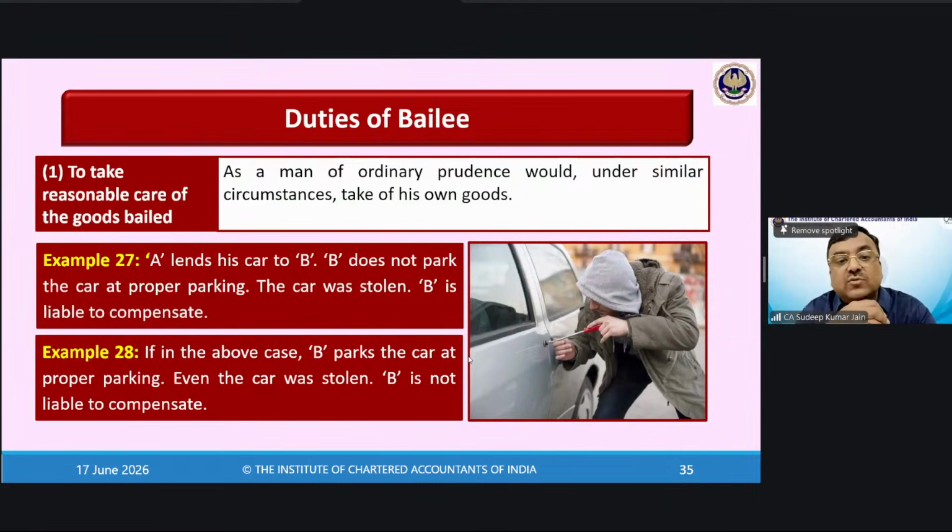A lends his car to B. B does not park the car at proper parking and the car was stolen. Now B is liable for compensation. Suppose in the above example, B parks the car at proper parking. Even then the car was stolen. B is not liable to compensate. So students, please read examples 27 and 28 carefully and definitely you will get the concept of taking reasonable care clear. Please read.